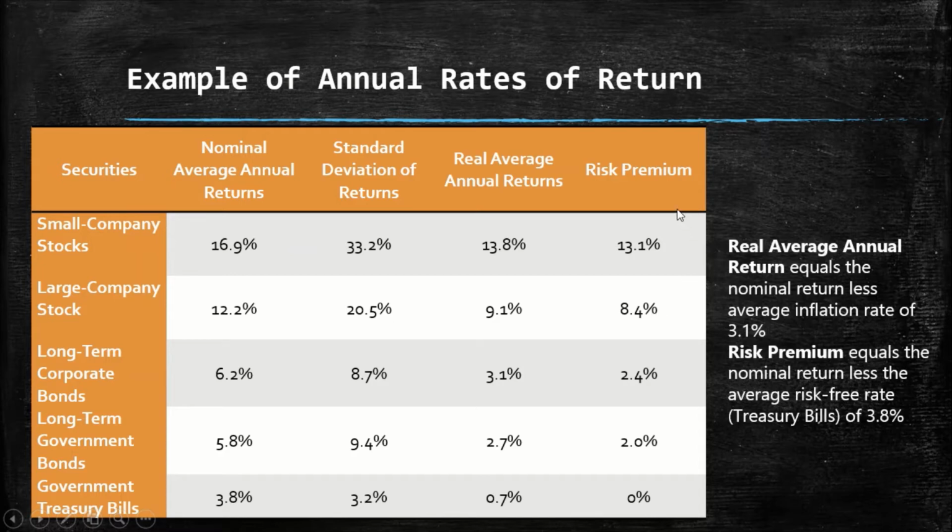So now we have understood what real interest rate and what risk premium are all about. Real interest rate is your nominal annual return less your inflation rate. While risk premium is the additional risk you are willing to take on top of the risk-free rate that is available in the market. Again, the higher the risk premium, the higher the return.